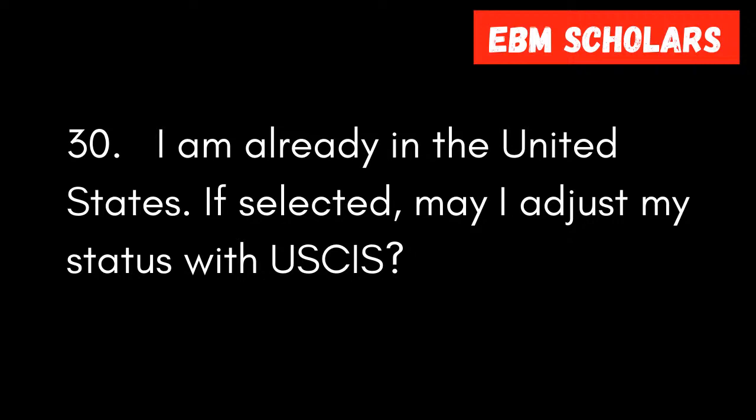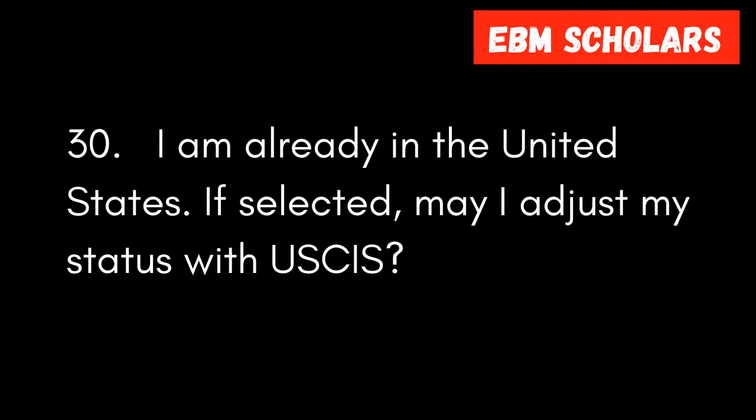So if you're already in the United States, provided you are eligible, you'll be able to do the adjustment of status under the terms of Section 245 of the Immigration and Nationality Act. You'll be allowed to adjust status to permanent resident from whatever visa you have.